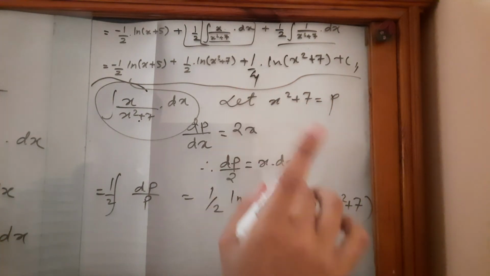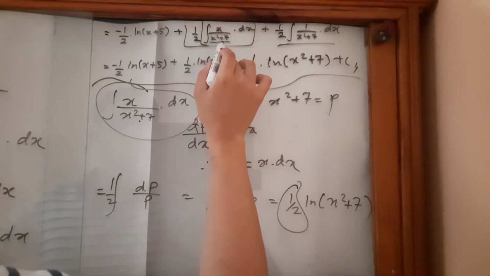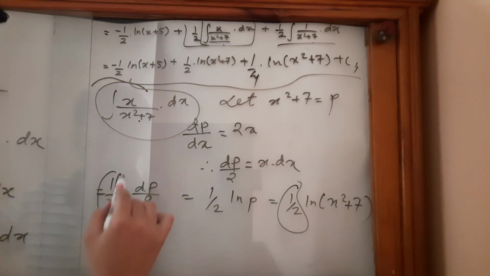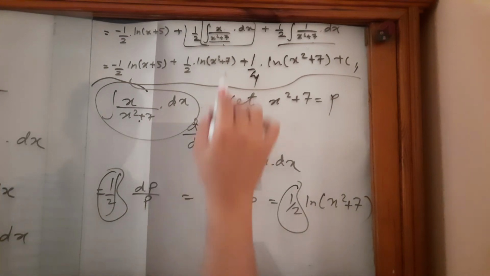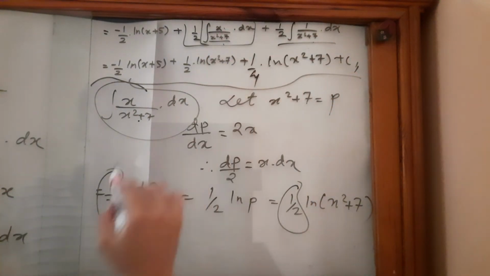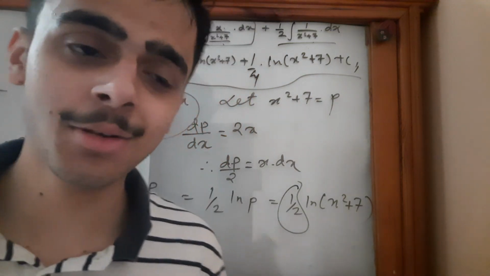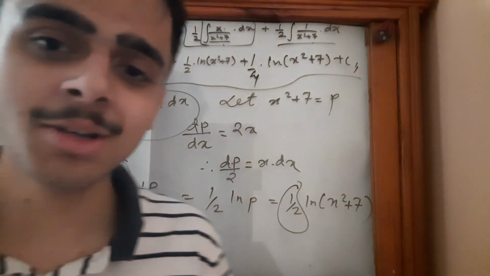And yes, some of you might be wondering how can the integration of this and this be similar, but remember we have this additional 1 over 2 that makes the difference. Here there is x, here there is no x, so 1 over 2 comes. So that's the difference.